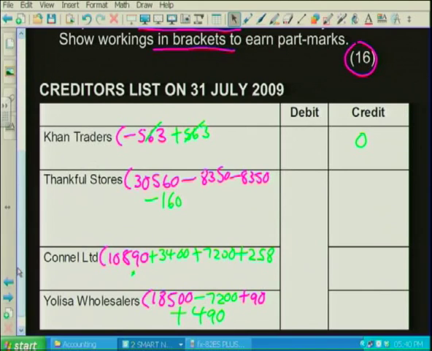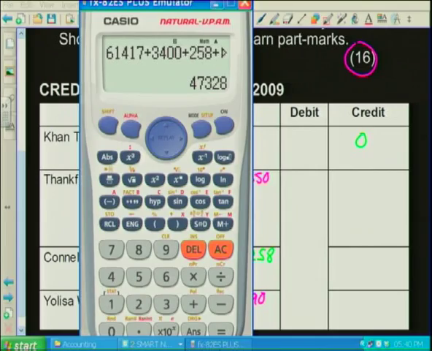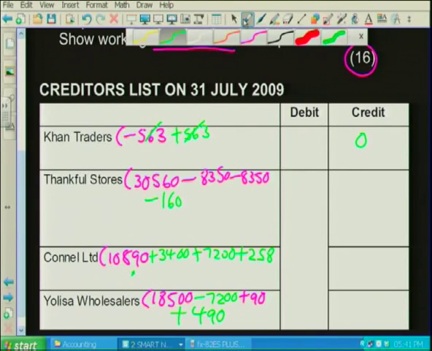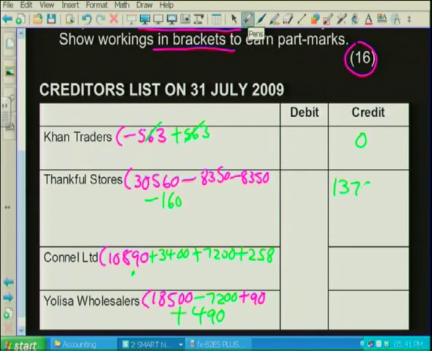Right, let's now look at our list. Okay, so Calm Traders, guys, we already calculated this. We're not owing them anything. Let's now look at Thankful Stores. Right, so we've got an amount of 30,560. We are subtracting 8,350. We are then subtracting another 8,350, and then guys we are adding, but subtracting 160, so we are owing them 13,700. So let's record that. Thankful Stores, 13,700.